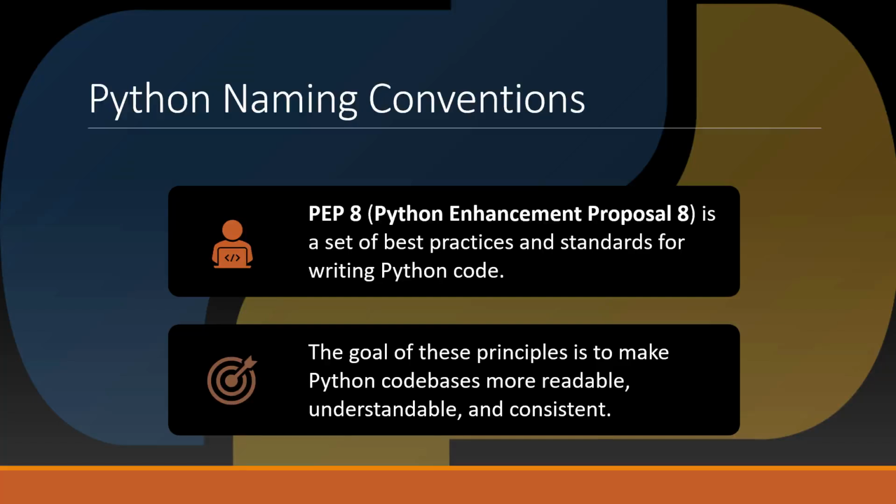Now for Python, we should follow PEP 8. PEP stands for Python Enhancement Proposal. It is a set of best practices and standards for writing Python code. The goal of these principles is to make the Python code base more readable, understandable, and consistent. In addition, PEP 8 addresses the naming conventions for variables, functions, constants, and classes in Python. So let us discuss these conventions in detail.